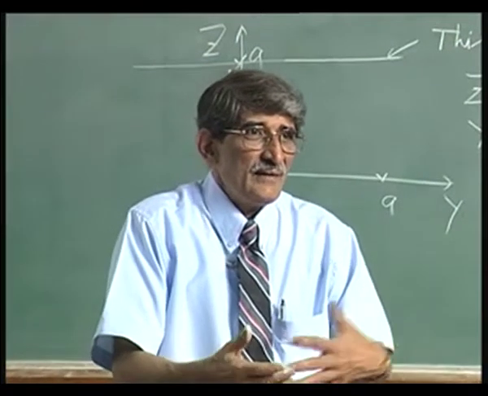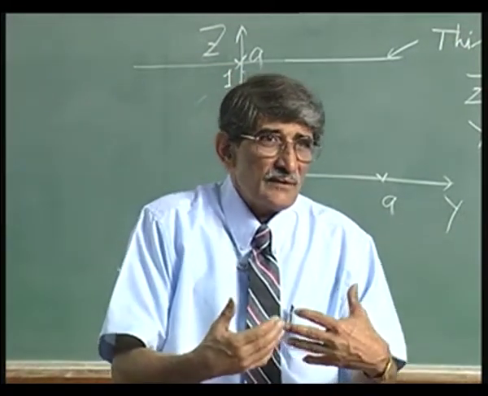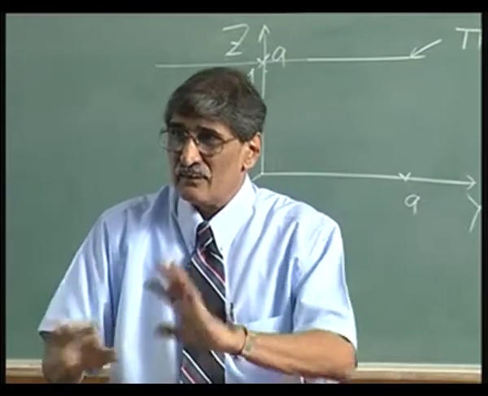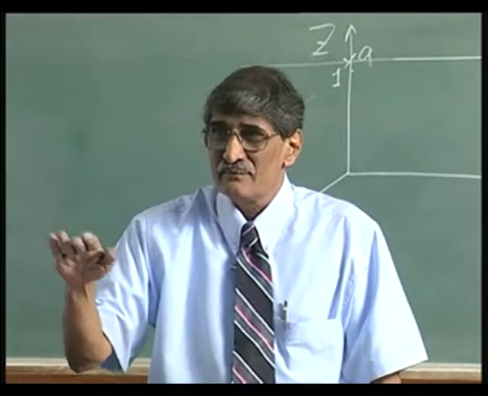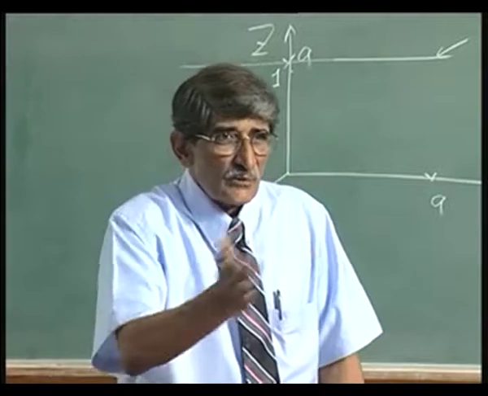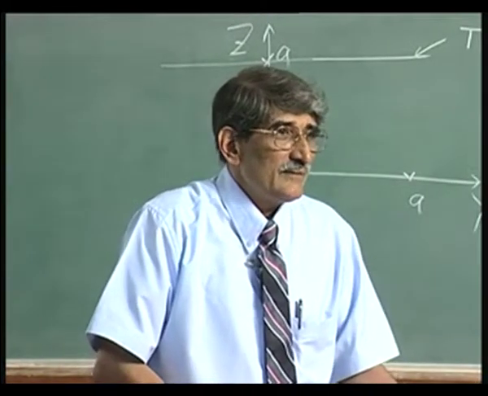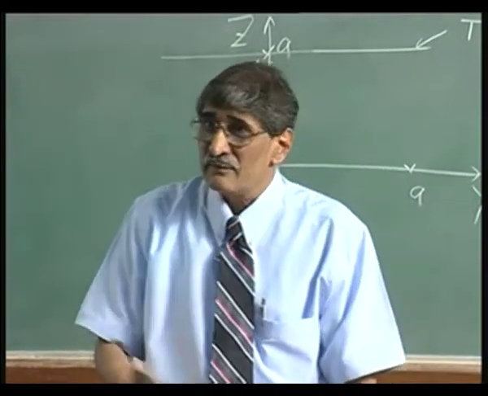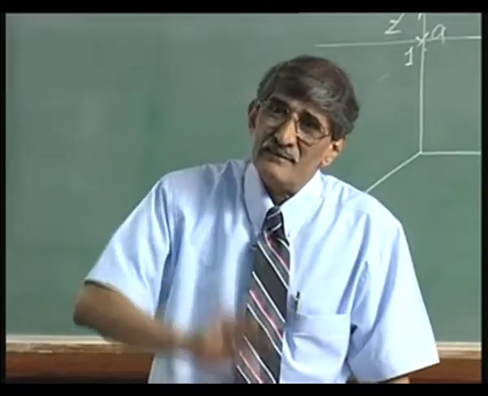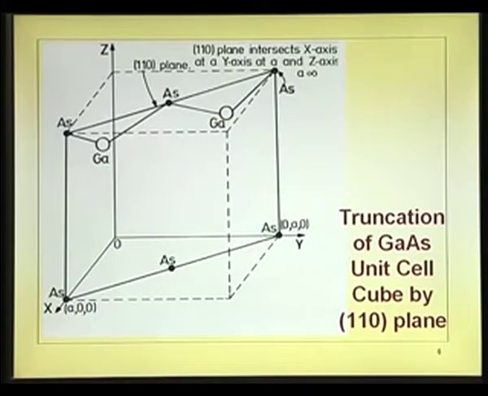Now, we are not really distinguishing between 0, 1, 0 and all that, call it 1, 0, 0. If you cut any one of those planes, the property will be the same, because the arrangement of atoms is the same there. That is why you call it the family of 100. Similarly, you call it 110.